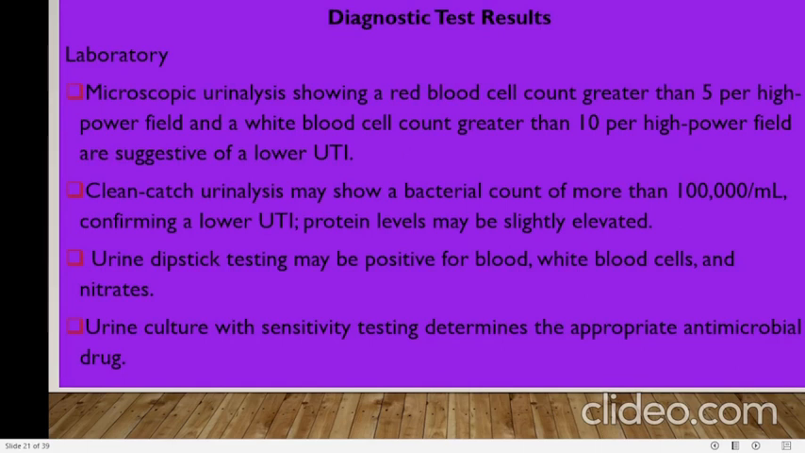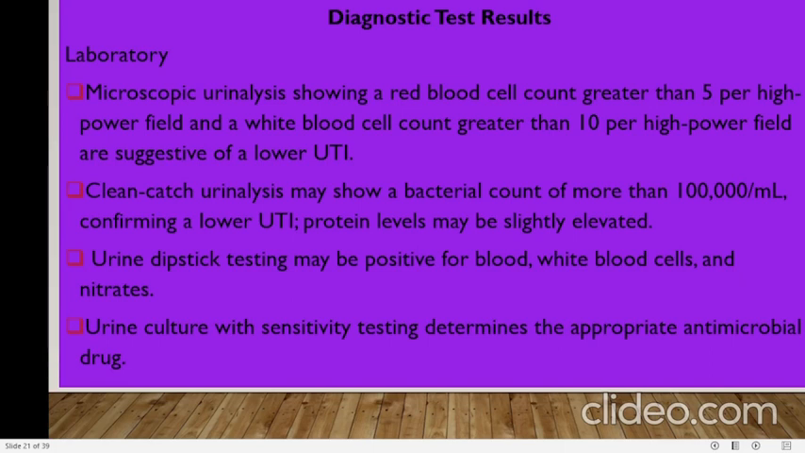So we have diagnostic tests. Diagnostic tests for UTIs. We have microscopic analysis that shows a red blood cell count greater than 5 per high power field and a white blood cell count greater than 10 per high power field, suggestive of a lower UTI. A clean catch analysis may show a bacterial count of more than 100,000 per ml, confirming a UTI.